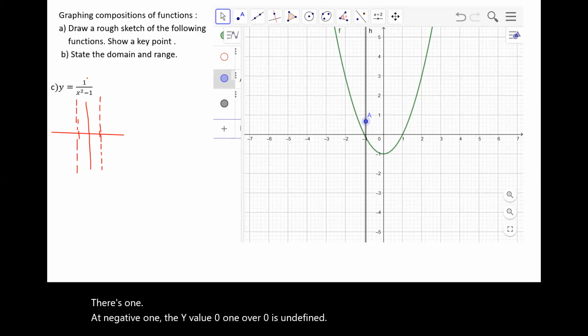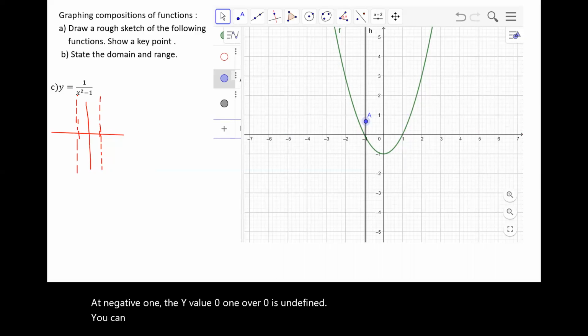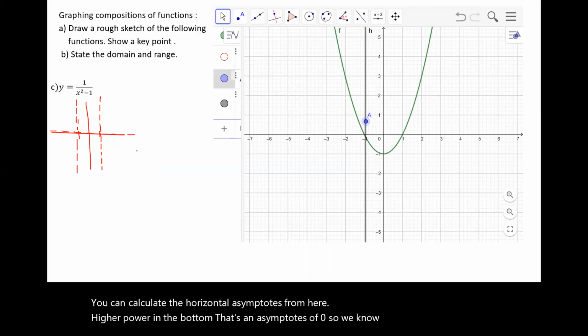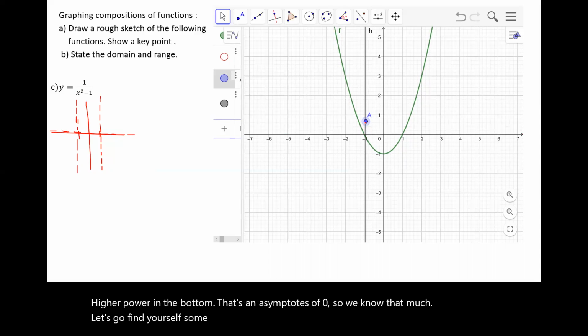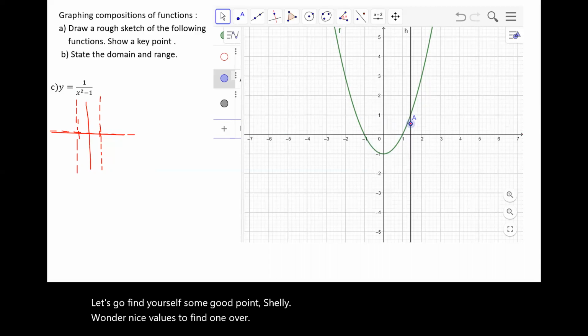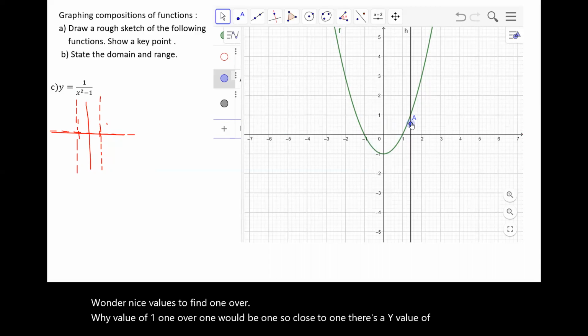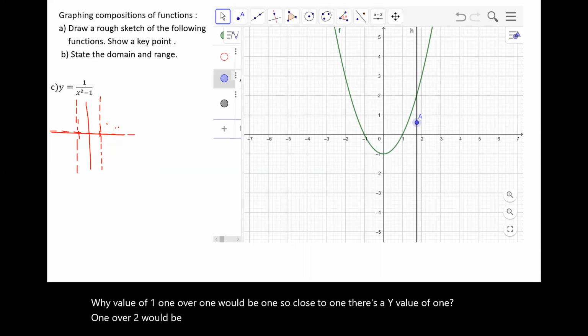You can calculate the horizontal asymptote from here. Higher power in the bottom, that's an asymptote of 0. So we know that much. Let's go find ourselves some good points, shall we? What are nice values to find 1 over? Y value of 1. 1 over 1 would be 1. So close to 1, there's a y value of 1. 1 over 2 would be a half. So just before 2, there's a half.